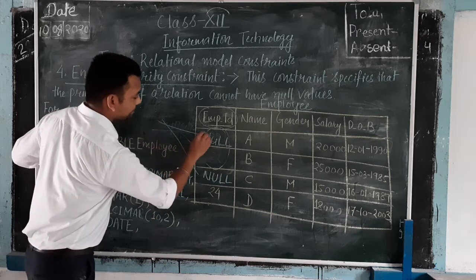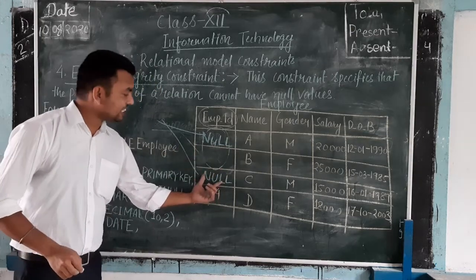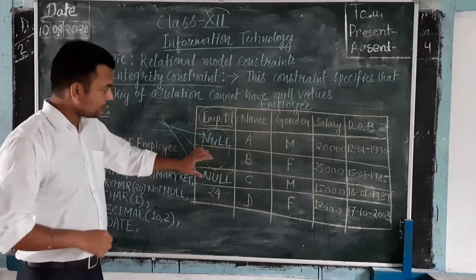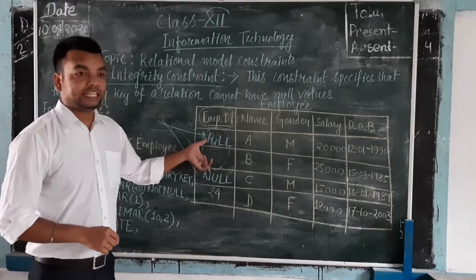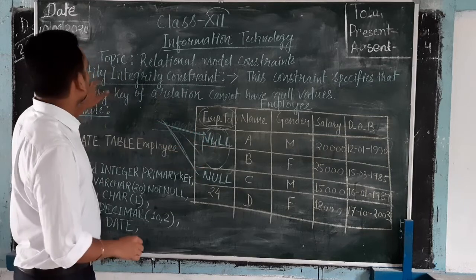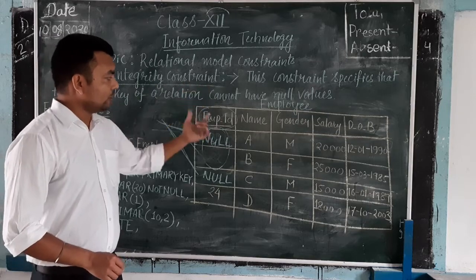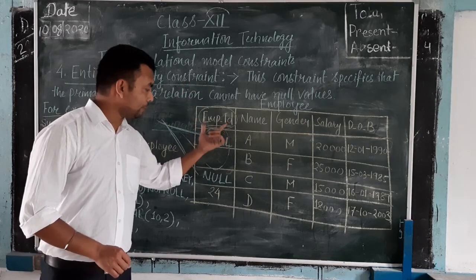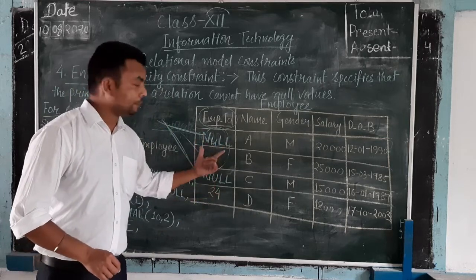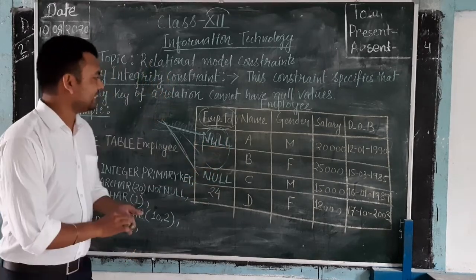So it is simply avoiding the concept of primary key, that is, the primary key should not be duplicate. So in such a situation, we need to ensure an entity integrity constraint in order to ensure that that particular field or that particular attribute value should not be null or duplicate.